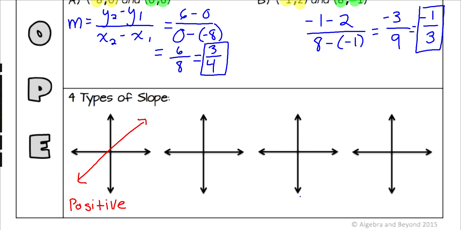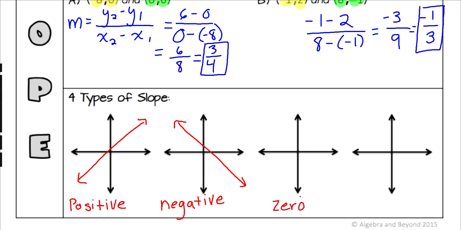So a positive slope rises from left to right. A negative slope would be the opposite of that. So it would be falling from left to right or going downward from left to right. That's a negative slope. Those are the 2 most common types of slope, but we do have a couple special scenarios that we might come across. One of those is the number that's not positive or negative. We could end up with a 0 slope.